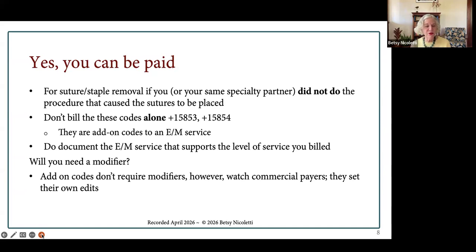We don't bill those codes alone. They have that plus sign in front of them. They're add-on services to an E&M service. And of course, you've got to document the E&M service that you performed. Will you need a modifier? CPT tells us that add-on codes do not require modifiers. Of course, you're going to watch your commercial payers and see if they go along with that CPT rule.